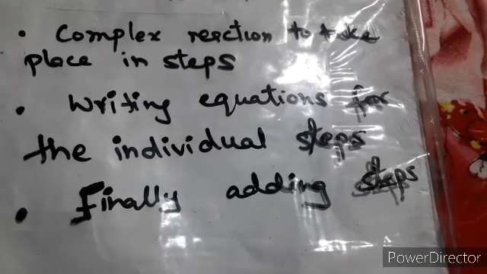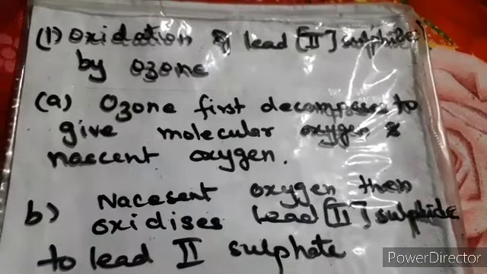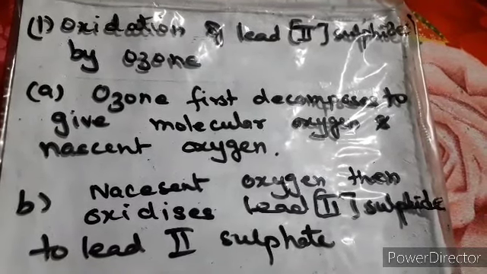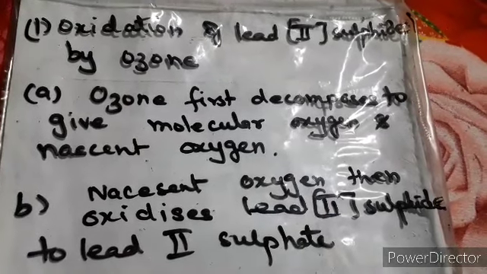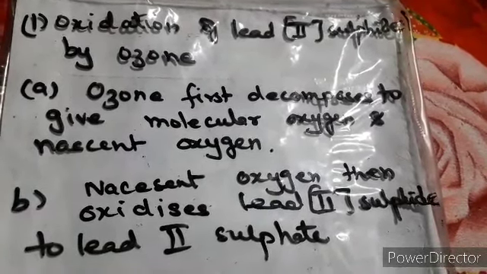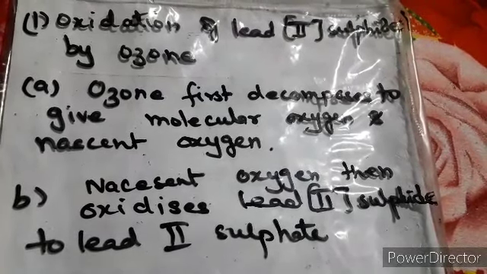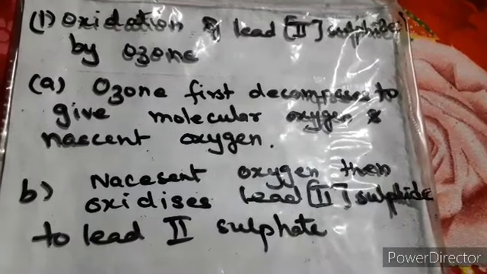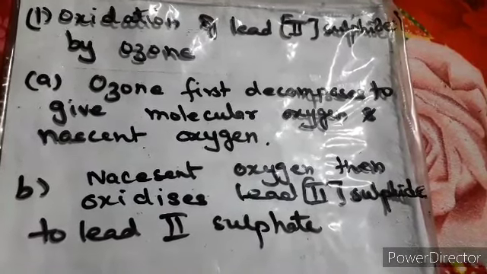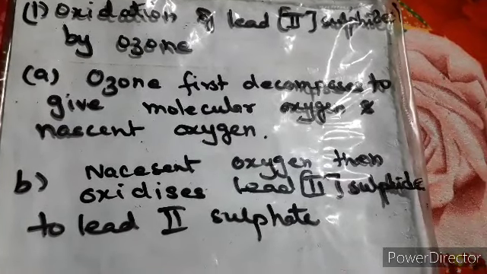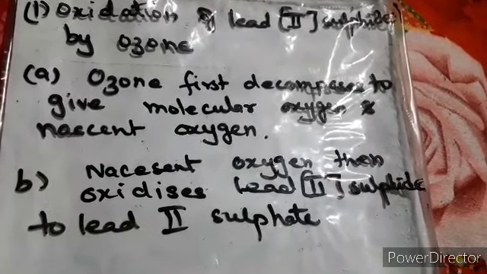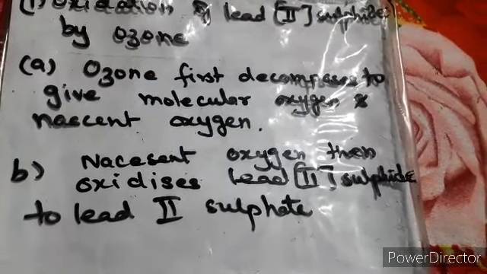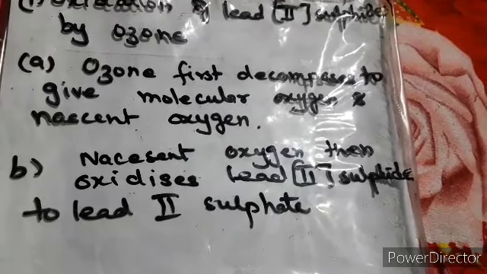I am just taking an example, and with the help of that example we'll see how we can balance our equation. This is the question I have written, please focus on it: oxidation of lead 2 sulfide by ozone. You have to see what happens when ozone oxidizes this lead sulfide. First, there are 2 steps. You are understanding why it is a complex reaction, because it takes place in steps, here in 2 steps. The first step says ozone first decomposes to give molecular oxygen and nascent oxygen. The second step says nascent oxygen then oxidizes lead 2 sulfide to lead sulfate.